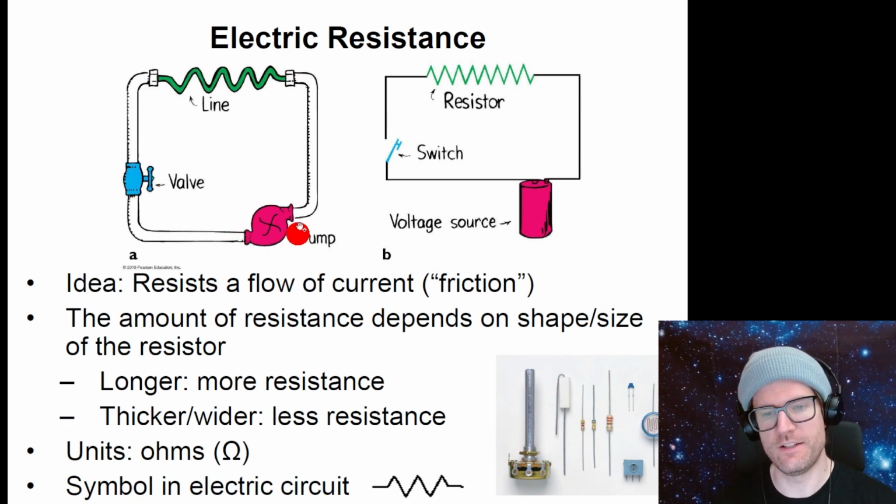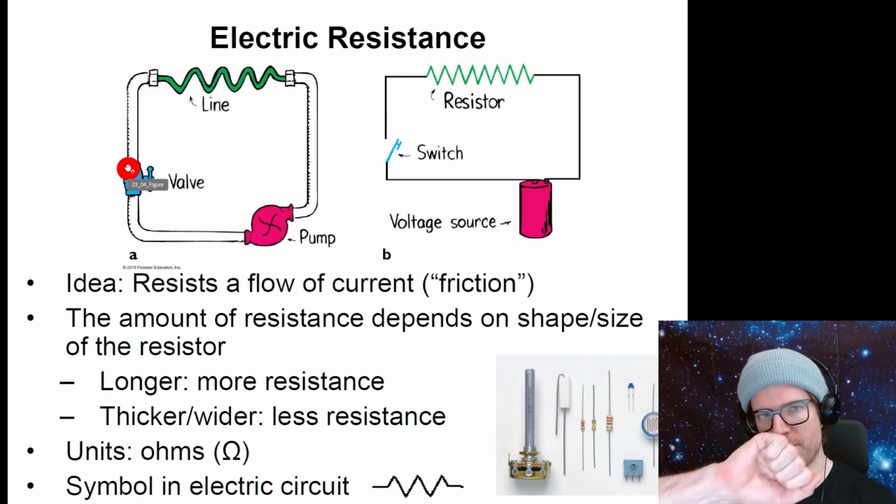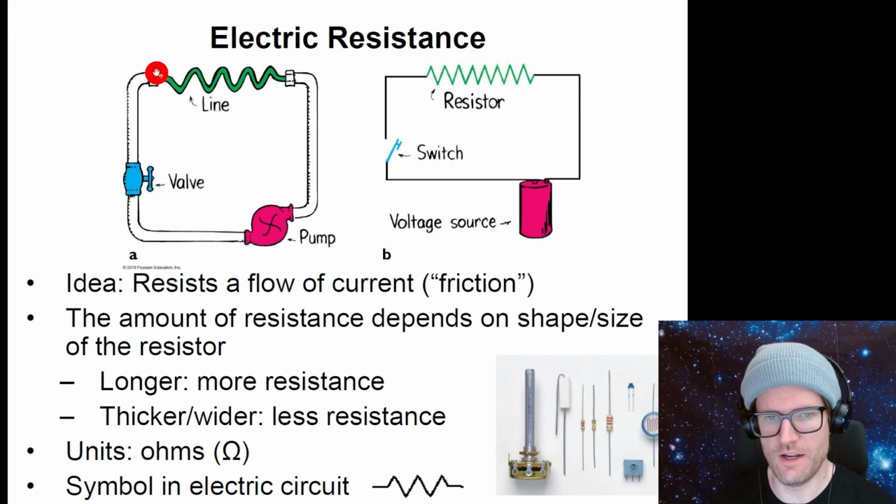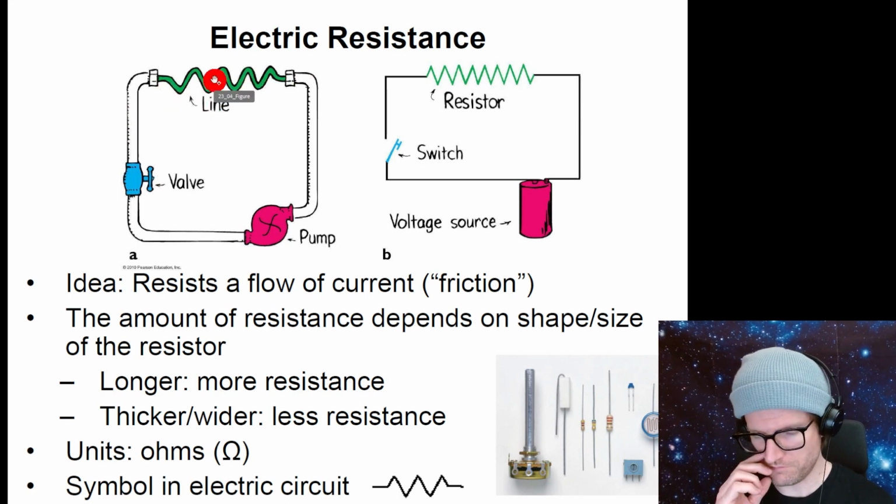So the pump provides pressure. The valve is an on-off switch. And the line here is resistance. So the pump pushes water through this high resistance line. So it decreases the energy in the water.